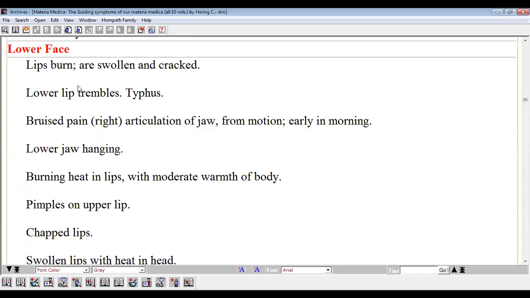We'll go back to our PPT now. I think you have understood what point I want to explain: these are three books which are examples of the anatomical schematic method. Materia Medica Pura by Hahnemann, Allen's Encyclopedia, and Hering's Guiding Symptoms.